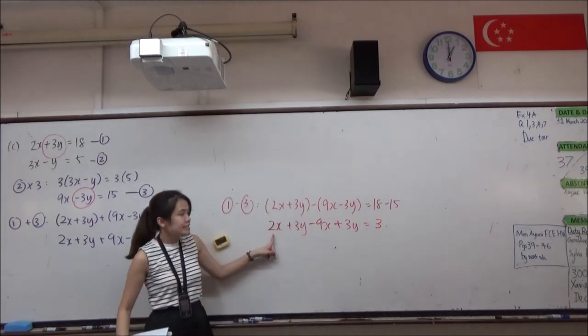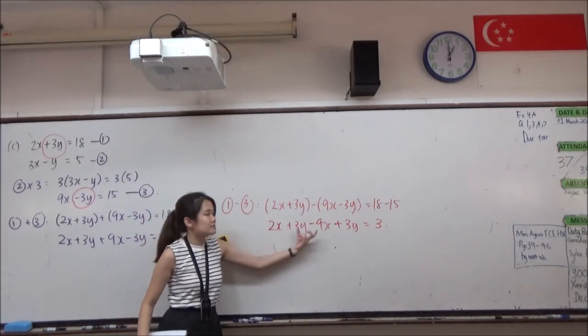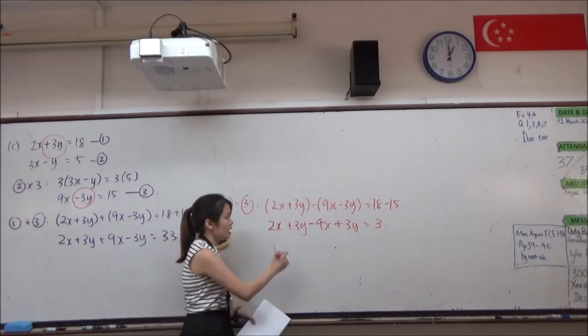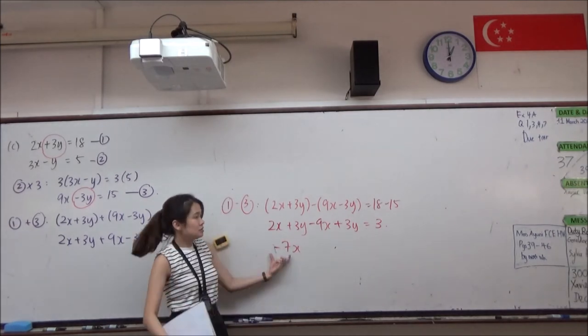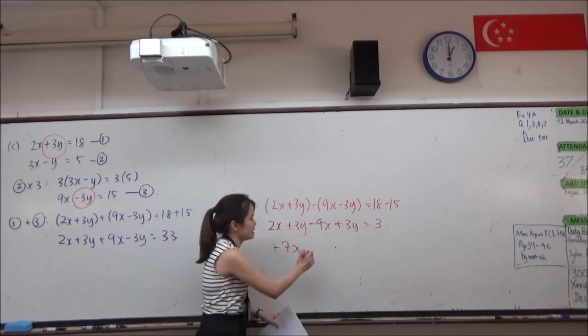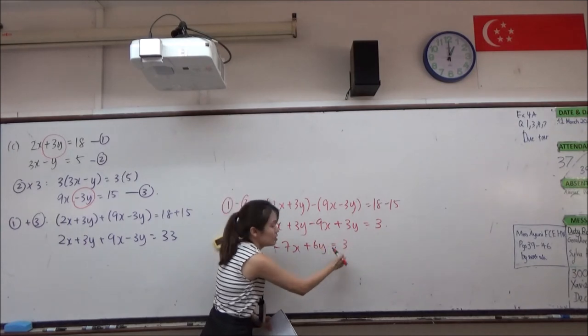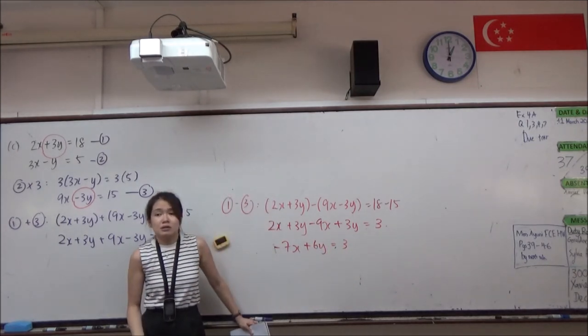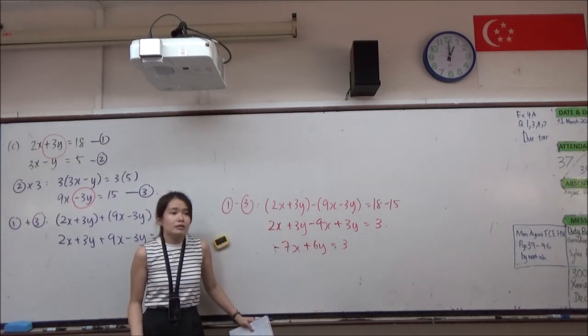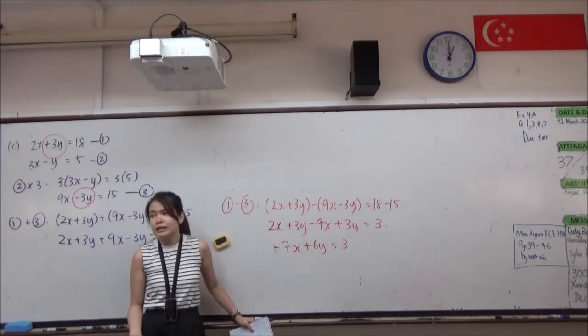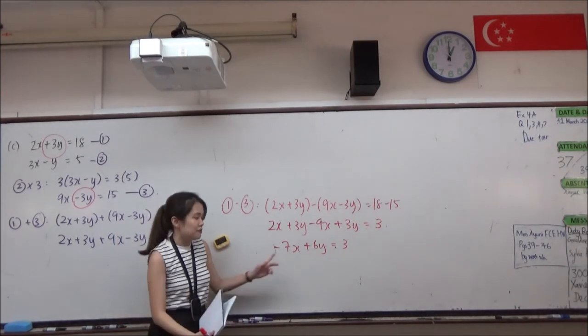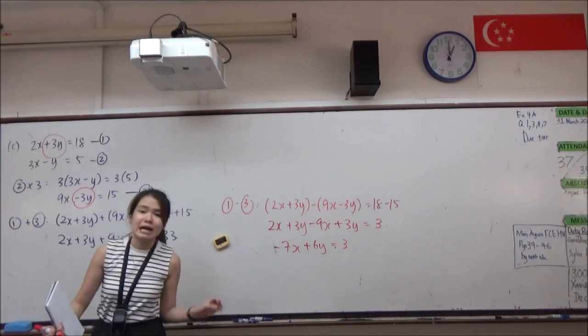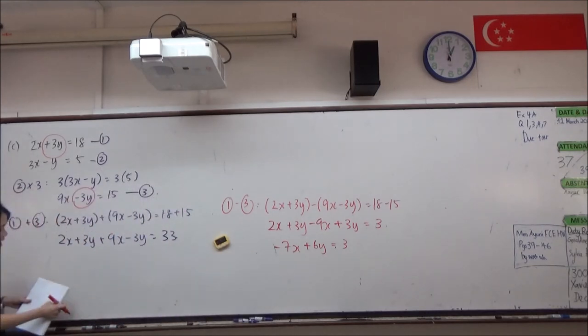At this stage over here, I will have 2x minus 9x, so I will have an x left over. Plus 3y plus 3y, that is plus 6y. So I still have my x and y, and that doesn't help us at all. The whole process in doing elimination is to get rid of one of it so that I can focus on that object first.